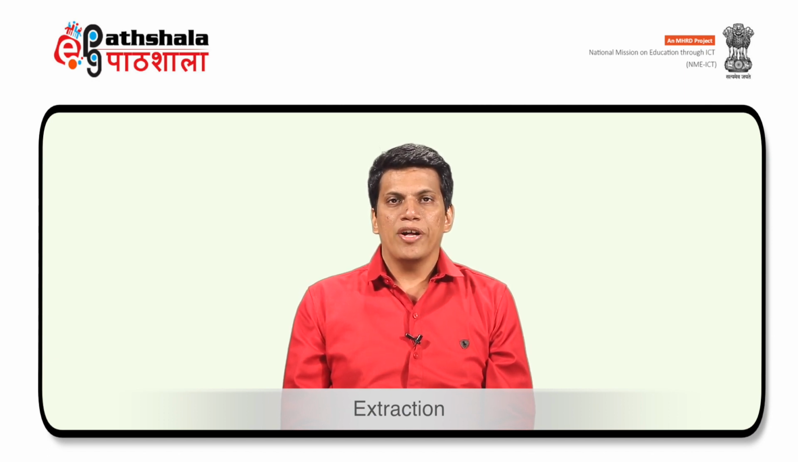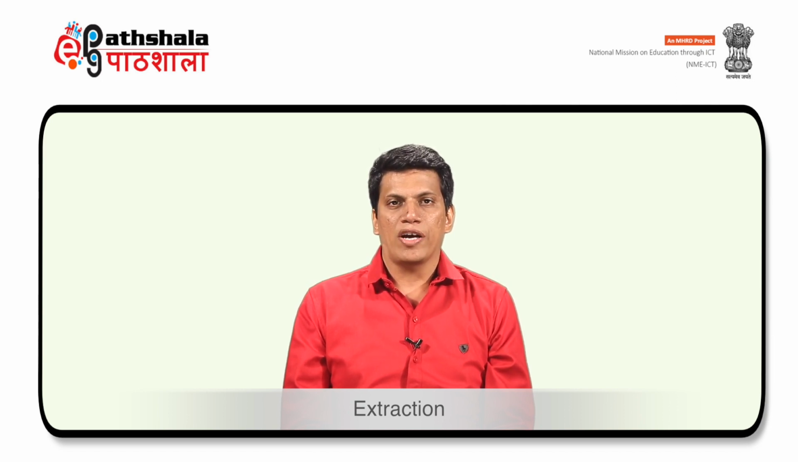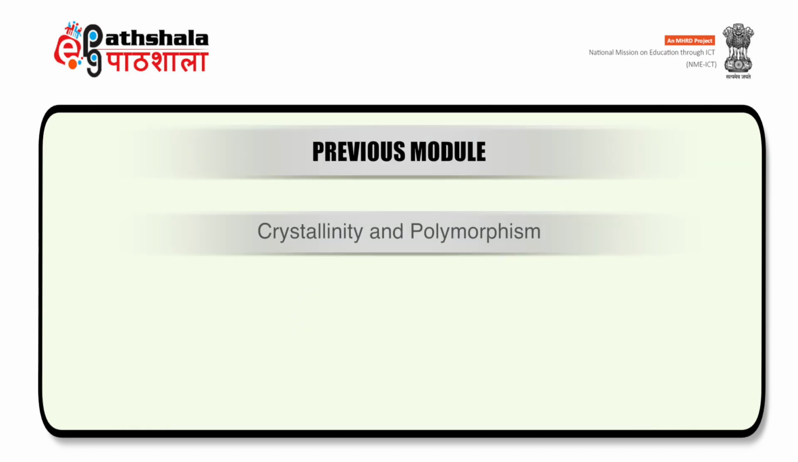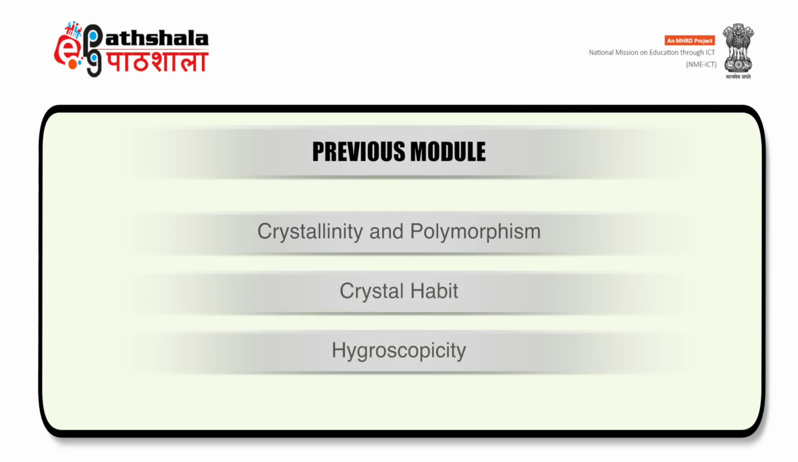The next process which is affected by micromeritic property is extraction. The particle size reduction during extraction results in increased surface area and increased area of contact between the solvent and the solid, thus resulting in complete extraction. In the previous module, we have studied crystallinity, polymorphism, crystal habit and hygroscopicity.